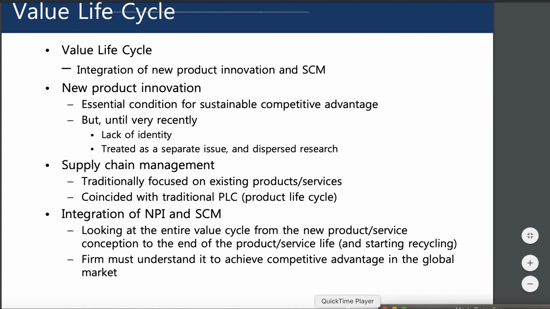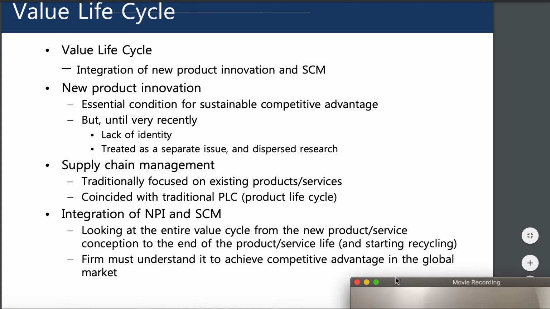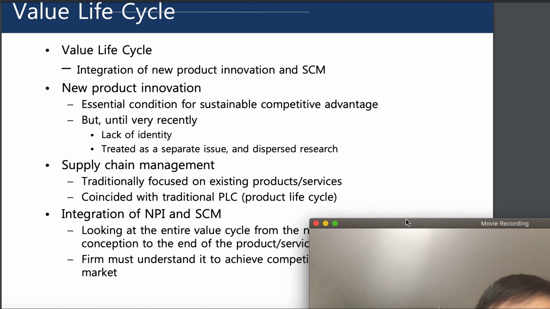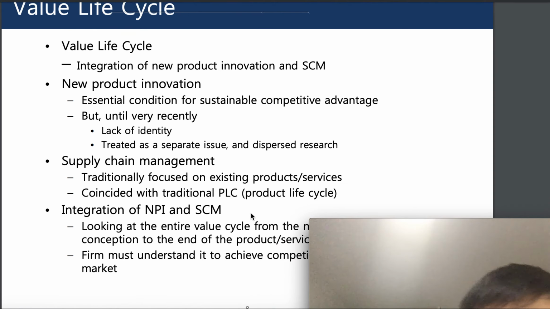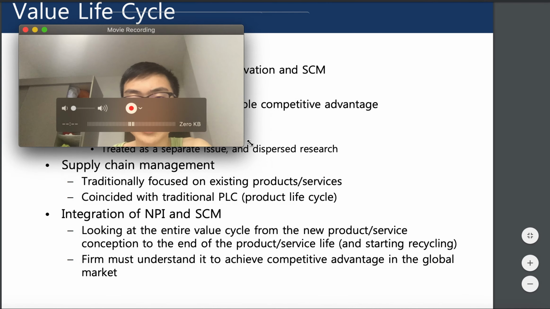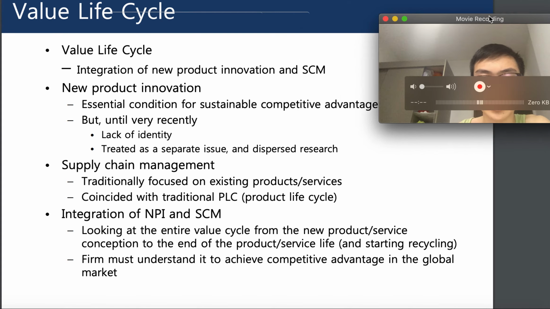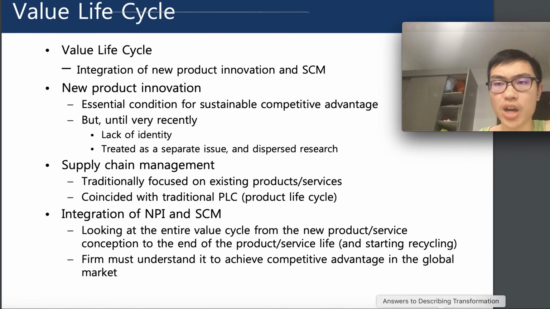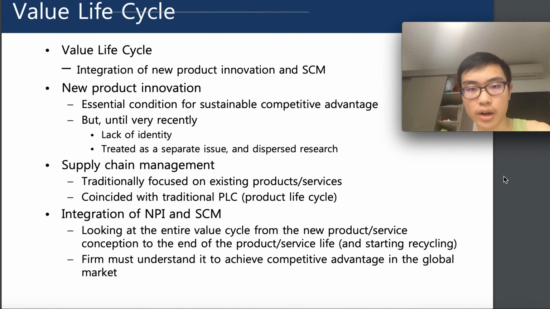Now let's go to the value cycle. The value cycle can first of all involve the integration of new product innovation and supply chain management. New product innovation is really important in society nowadays because it is basically the process of coming out with new products with new features in the market.